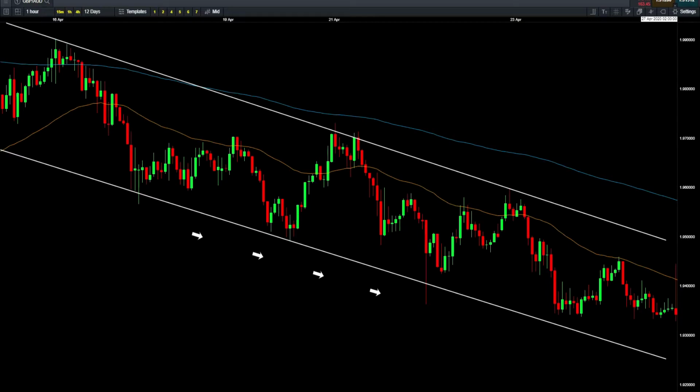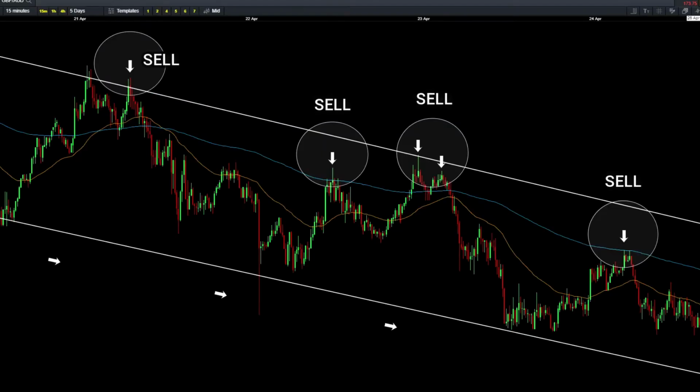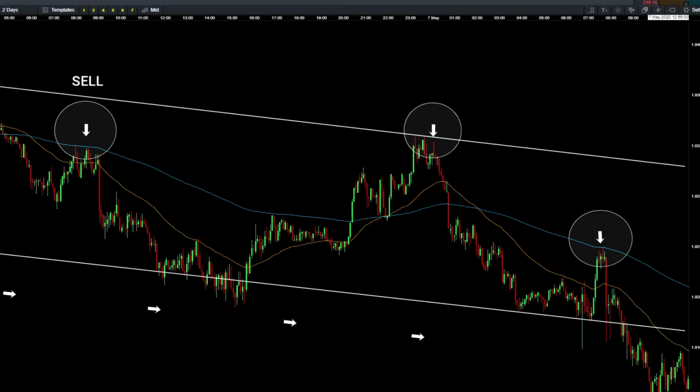Being aware of this can help us to look for selling opportunities, not only on this particular time frame, which is the hourly time frame here, but also on lower time frames as well, such as the 15-minute time frame, for example, and also the 5-minute time frame.